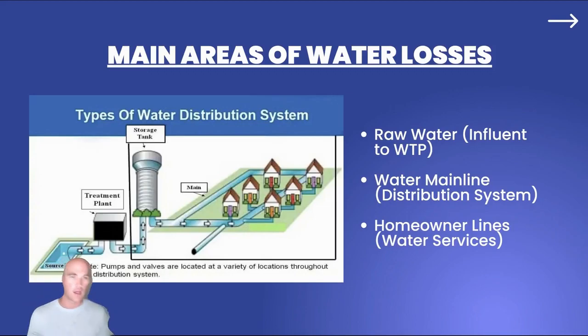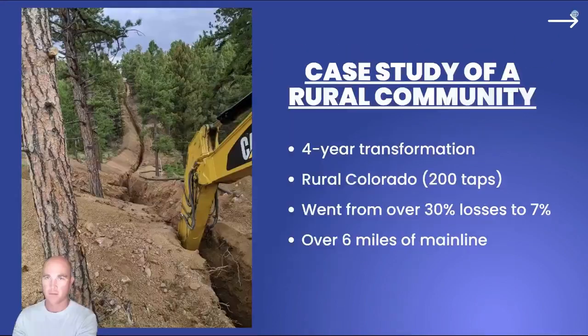Most people do. And then it goes into your distribution system here. So you see there's mains, storage tanks, and essentially then you have the lines and the homeowners, which usually has a meter in their front yard or in a crawl space or something. It really depends on where you're at. So those are the main areas.